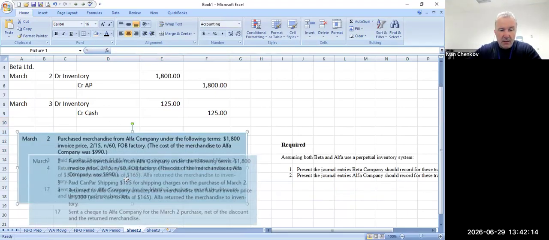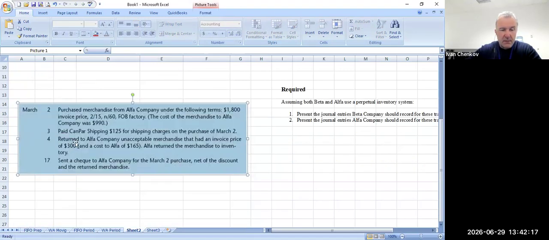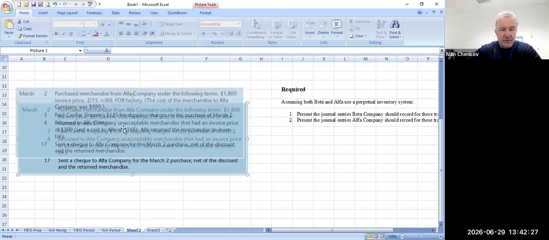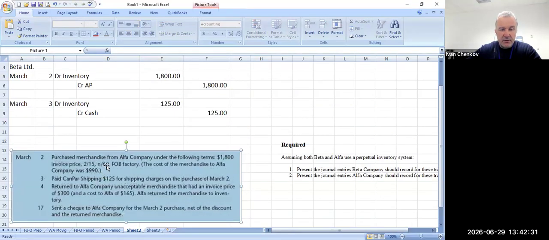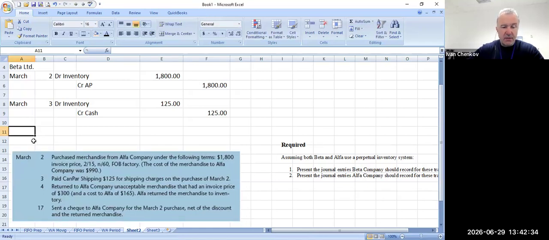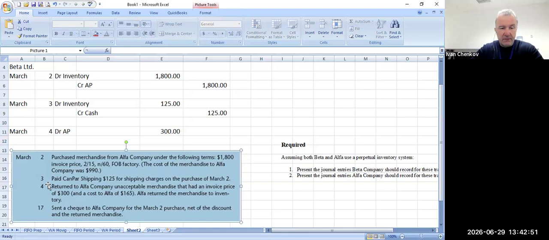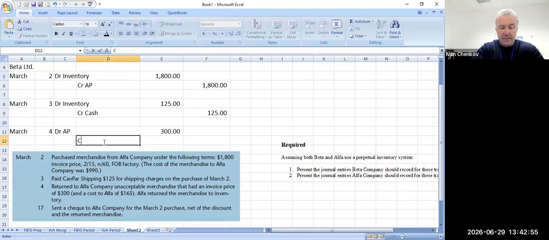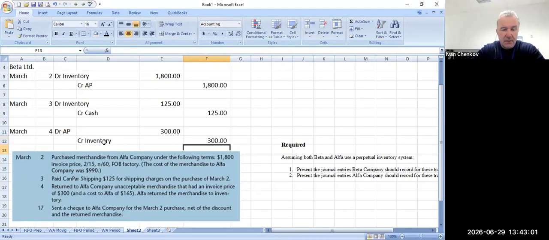Next one. We have to return to Alpha Company unaccepted merchandise that had an invoice price of $300. The cost at Alpha is 165. So basically, we're returning from our purchased inventory $300. So that will be on March 4th. We're going to have debit accounts payable because we're not paying for those which we return. That will be 300 here. And credit will be inventory, correct? With another 300, we keep it in balance. Okay.